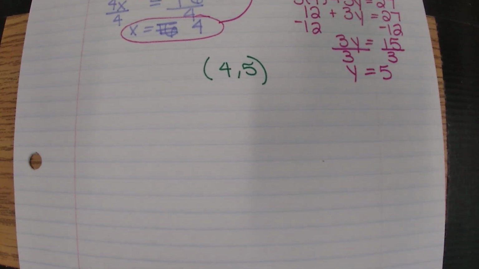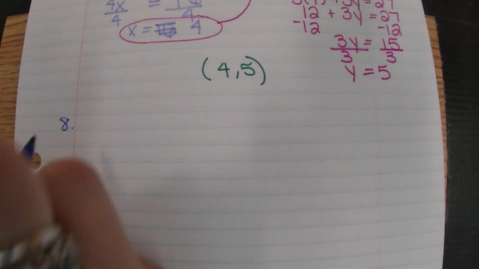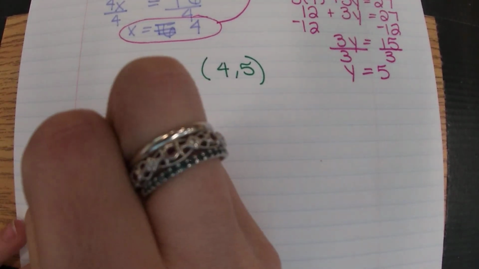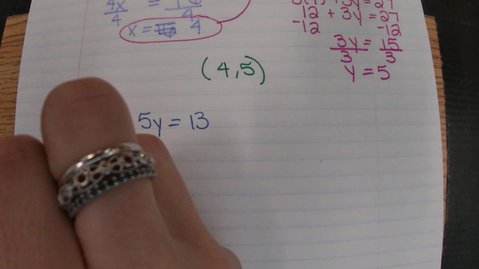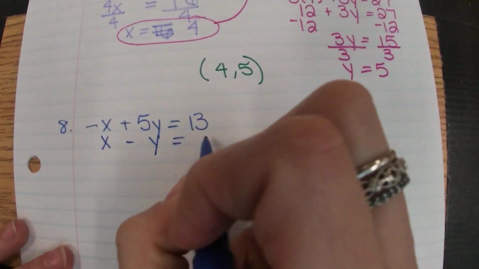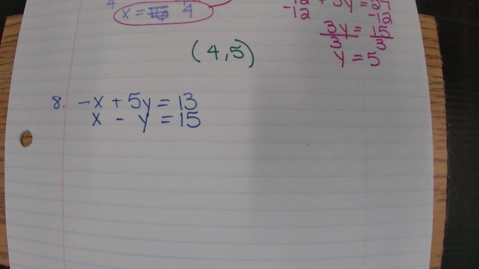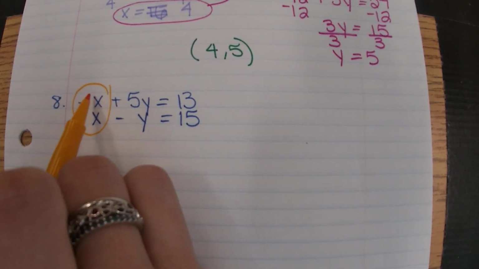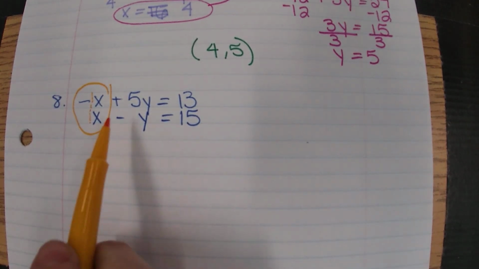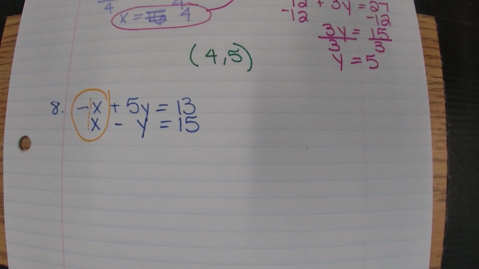Okay, let's take a look at number 8. Number 8 from the textbook says negative x plus 5y equals 13, and x minus y equals 15. So again, when we first look at this, we need to look and see if our x's have the same coefficient or if the y's have the same coefficient. Okay, so right here is where we see x's with a matching coefficient. They both have a 1, right? We can't pick the y's because this is a 5 and this is a 1.